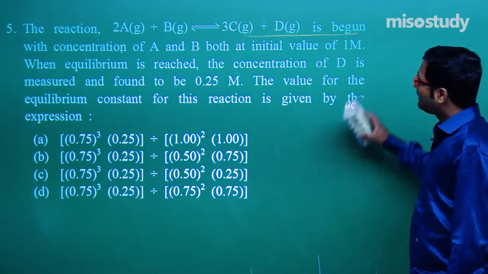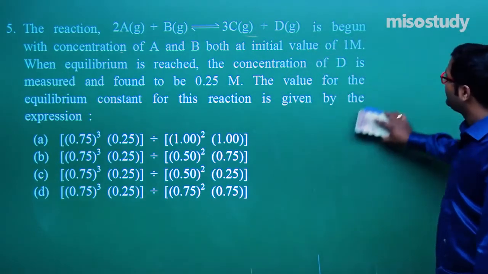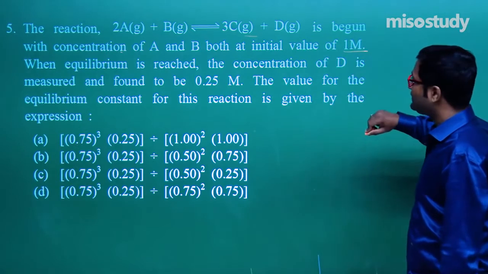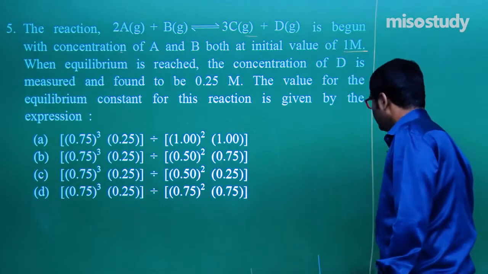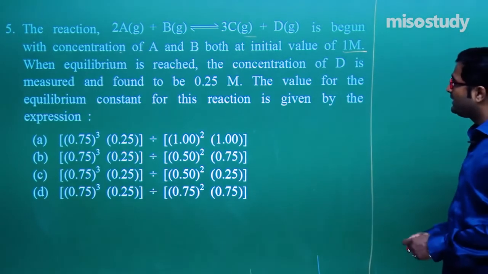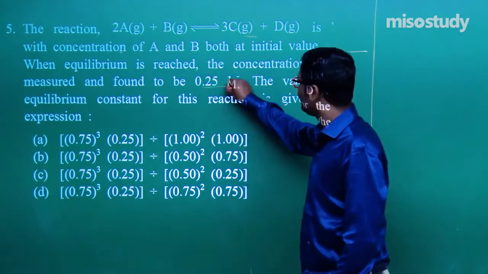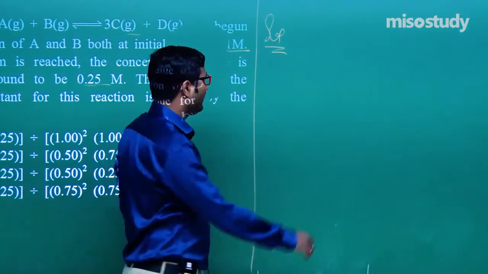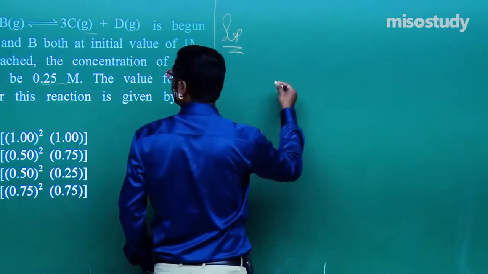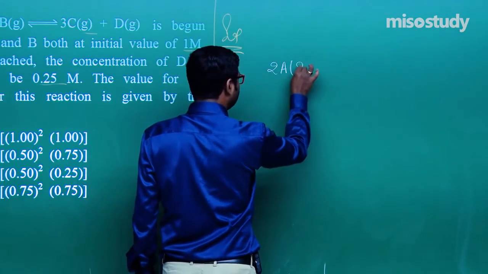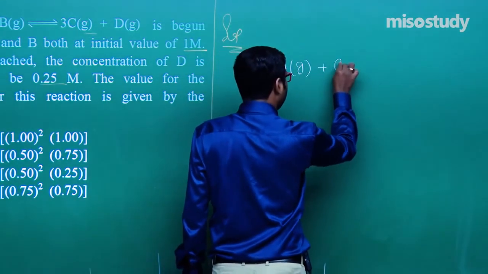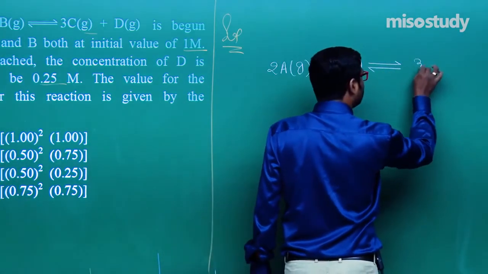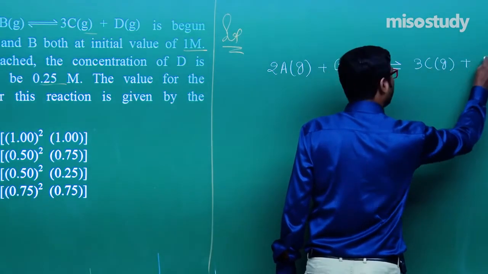Look at the reaction 2A plus B. It begins with the concentration of A and B being 1 molar, and the concentration of D is found to be 0.25. We need the value of the equilibrium constant. Listen carefully to what I am telling. Write down the expression: 2A plus B. Clear, friend? It gives you 3C plus D.